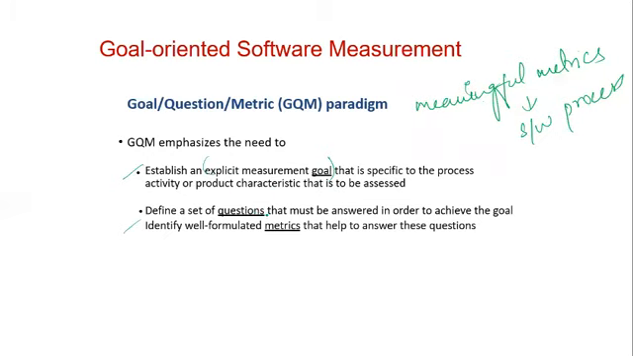Then the next is to define a set of questions that must be answered in order to achieve the goal. Now, whenever you know what the goal is, you need to make it clear by asking a set of questions. That is what needs to be attained, what needs to be achieved, how it is going to be achieved. So that is designing a set of questions, and they need to be answered to fulfill your goal. That is why the term itself is goal question metric. Now, this GQM utilizes a goal definition template to define each measurement goal.